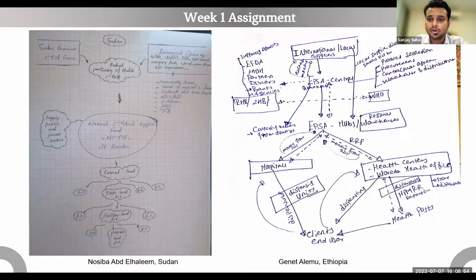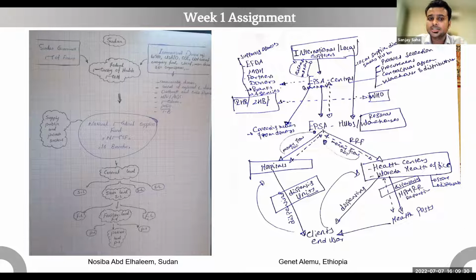So, once they procure, they store at the central warehouse, which you see in the graph, central level. From there, it goes to their branches. And then from the branches, it goes to the hospitals and the facilities and any other place where the products are required. So this is the chart of Sudan. Although in this chart, Nosiba has not mentioned how does the money flow, and also how does the information flow in Sudan.